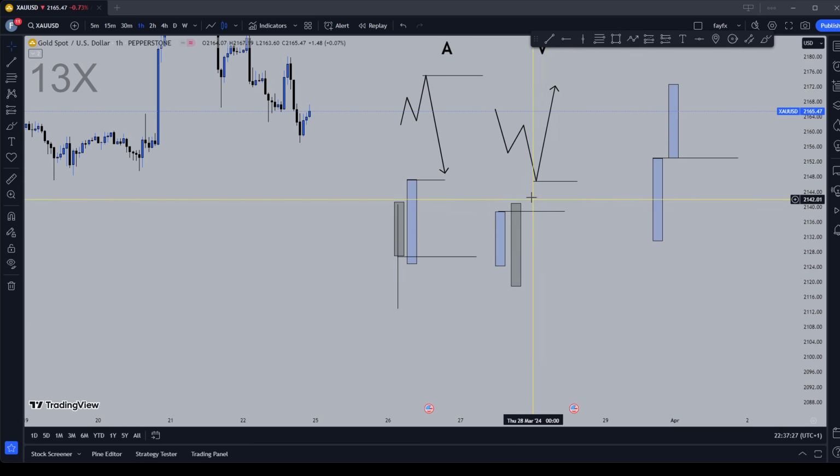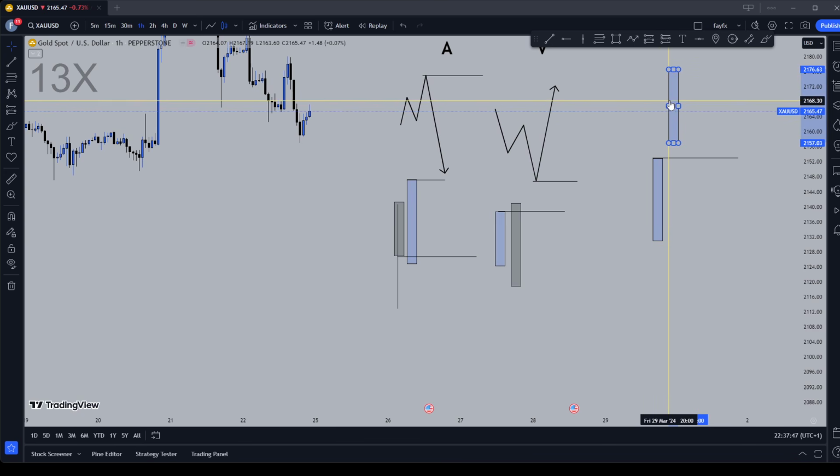Imagine the broker prints something weird like this. The first candle closed here and the second candle starts above it. The A level is not here. The A level is here. The closure of the first candle forms that level.